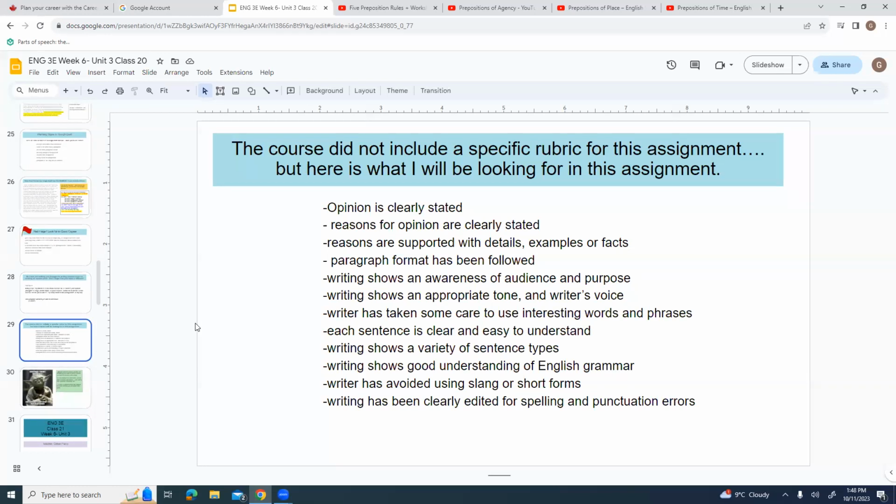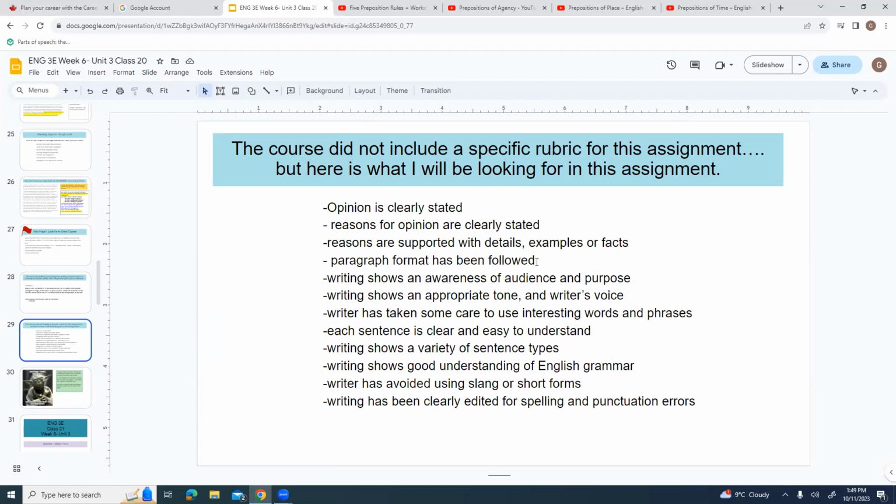The course did not include a specific rubric for this assignment, but these are the things that I'll be looking for overall on the assignment. That you have stated your opinion really clearly. I should be able to tell whether you're for violence or against it. The reasons for your opinion are very clearly stated. Your reasons have been supported with details or examples or facts.